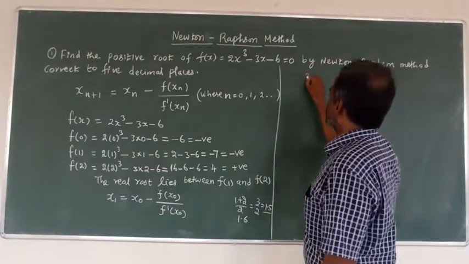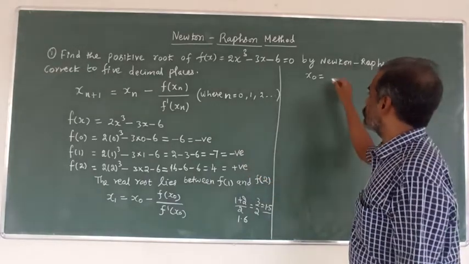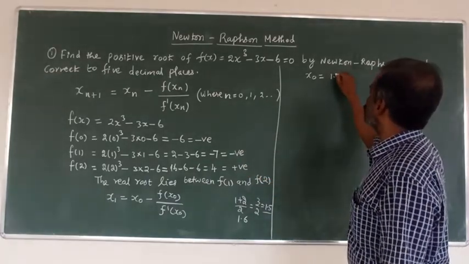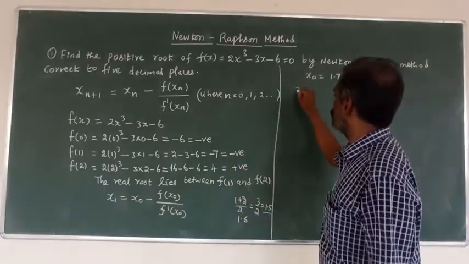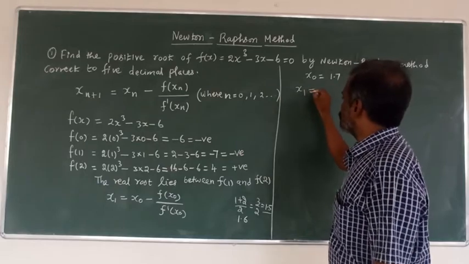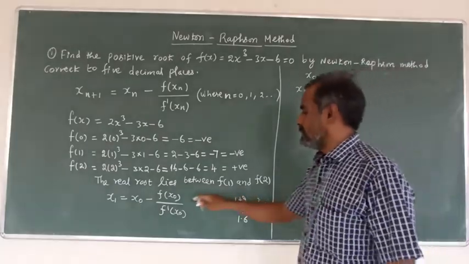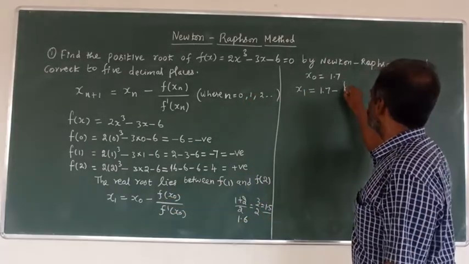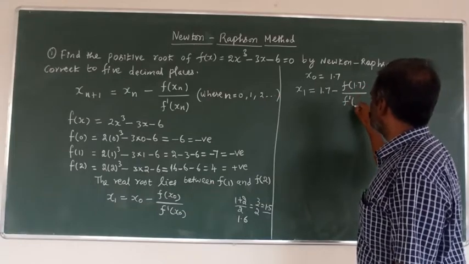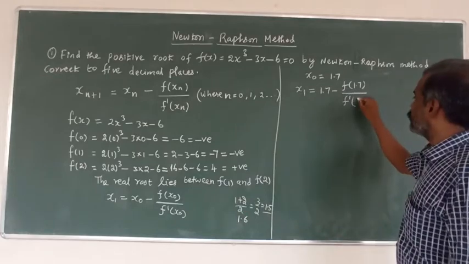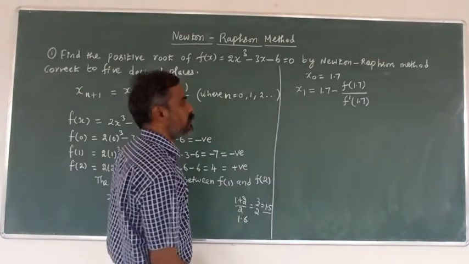Now x naught value is very close to the positive value, 1.7. Now to substitute in the formula, this is the first iteration: x1 equals x naught value 1.7 minus f of x naught, value 1.7, divided by f dash of 1.7. Okay, first we have to find out f of 1.7.